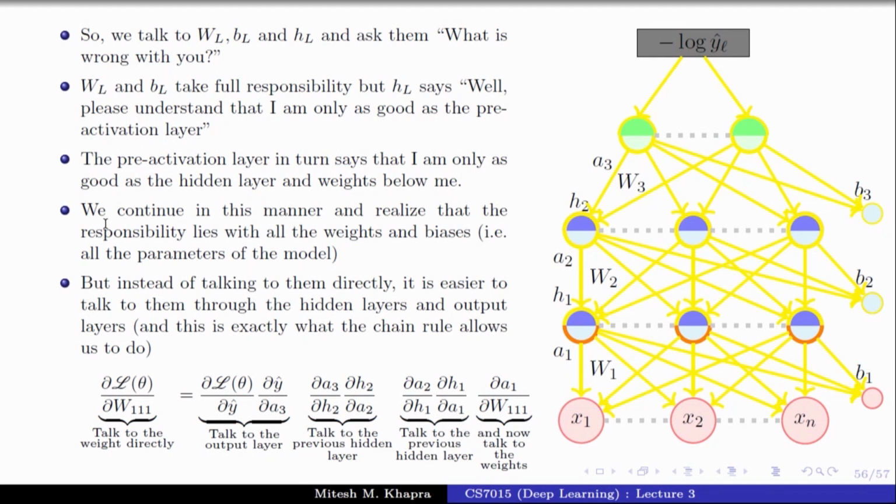So we'll first talk to the output layer, and basically what we're doing is we are applying the chain rule. We'll first talk to the output layer, then talk to the previous hidden layer, then talk to the previous hidden layer, and finally talk to the weights. And whatever I am saying in English, what do you call it mathematically? What are you applying here? You're applying the chain rule, right? So that's exactly what backpropagation means.